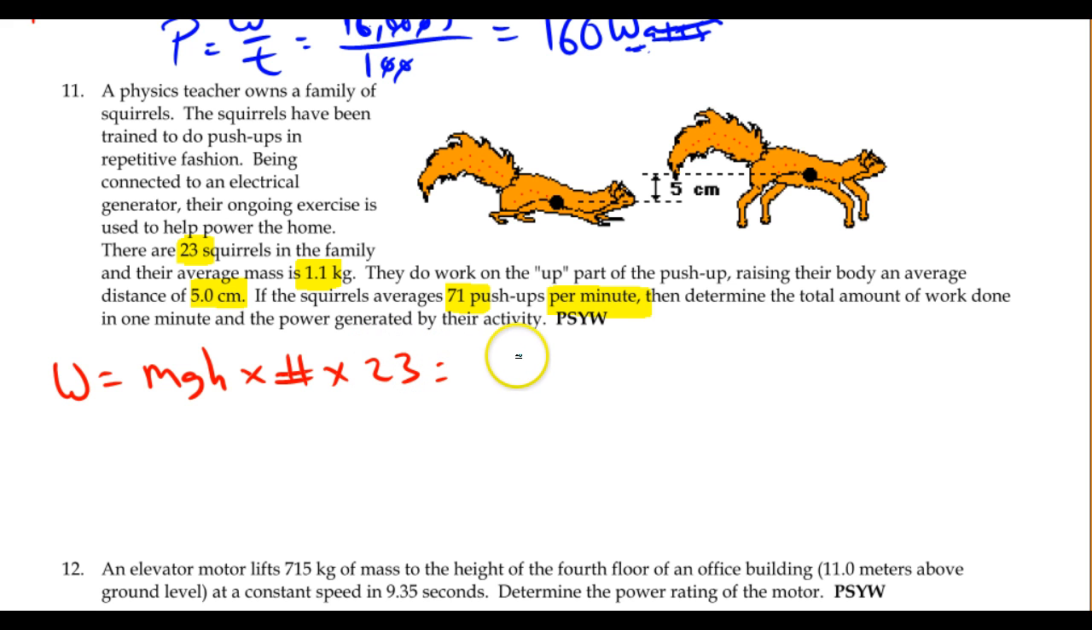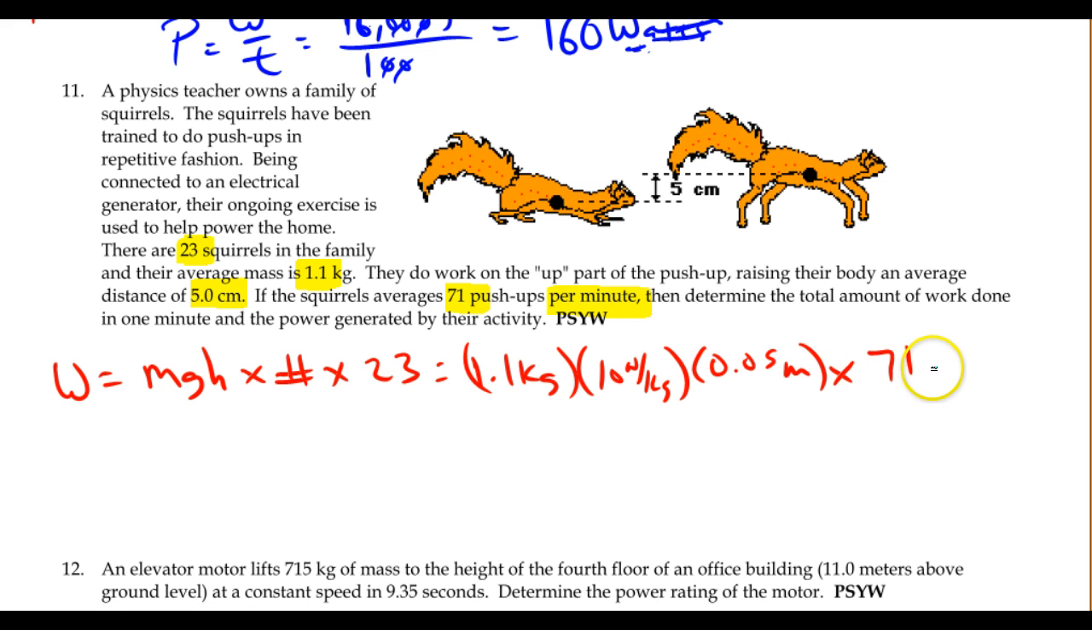Okay, so MGH. They have a mass of 1.1 kilograms each on average. G stays 10 newtons per kilogram. The height is 5 centimeters. Move the decimal place 2 points to the left. That's 0.05 meters. They're doing an average of 71 per minute, so we're going to need to multiply by 71 push-ups. And we're going to need to multiply by 23, because there's 23 squirrels. So that will get us the work done.